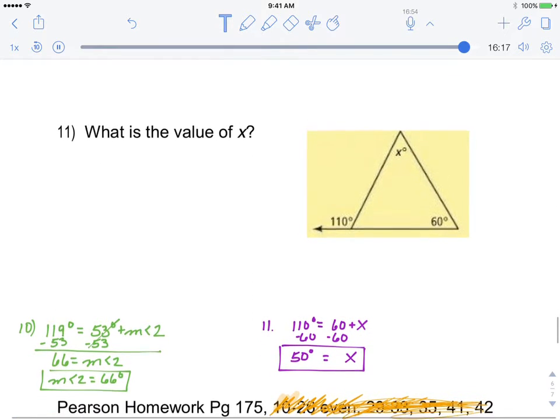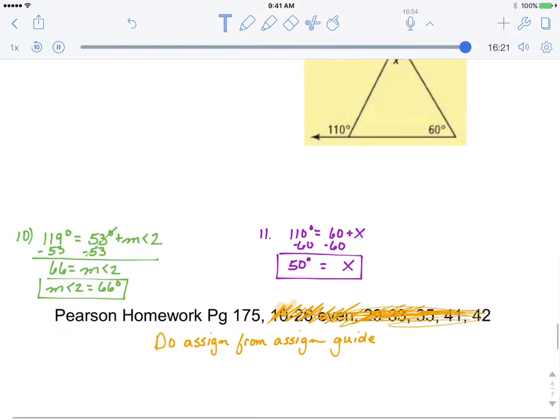Okay, how did you do? On number 10 and 11, both of these, the angles that were missing were not the outside angles. So you had to kind of set it up, and then for example, for number 10, 119 equals 53 plus the measure of angle 2. And so you want to make sure you're putting your values in the right spot. Okay? Let me know if you have any questions on these last two. I'll answer them in class.